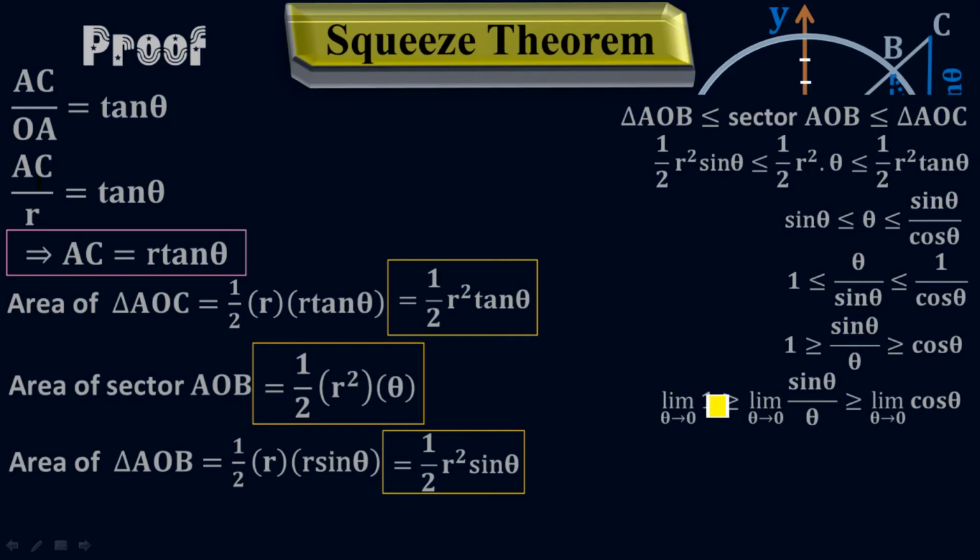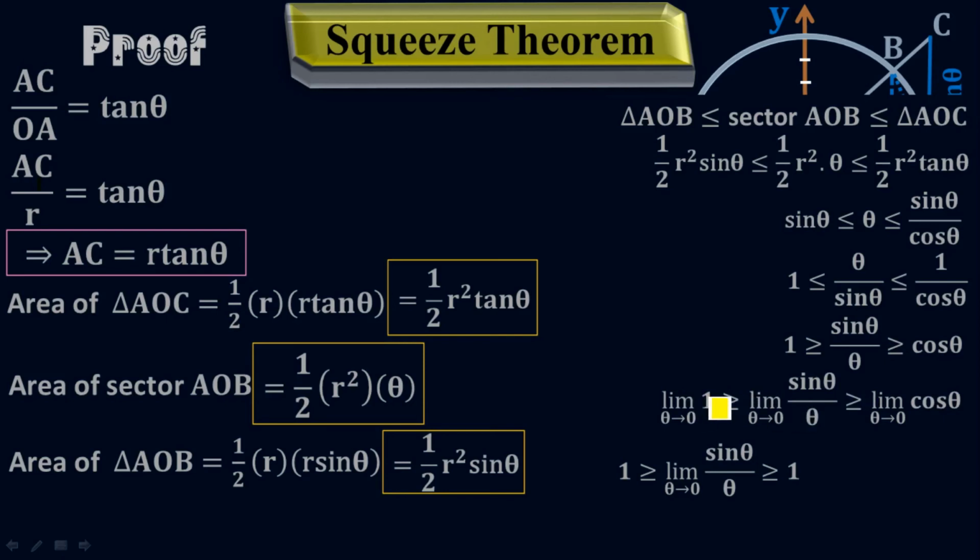Look, limit of a constant where theta approaches 0 will be the same one. So limit of 1 where theta approaches 0 will be 1. And limit of cos theta where theta approaches 0 will be 1, because when I plug in theta equals 0, cos of 0 will be 1. So I will have limit of sine theta over theta where theta approaches 0 is less than or equal to 1, which is greater than or equal to 1. Just put the limit for the left side and for the right side. Don't disturb the middle part.